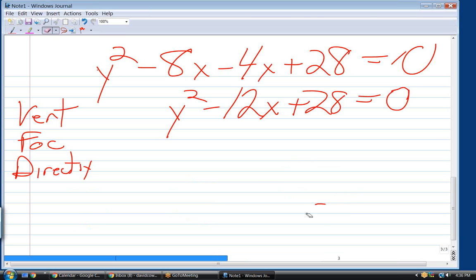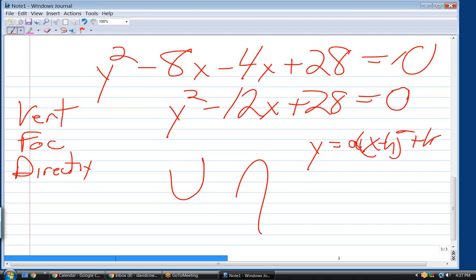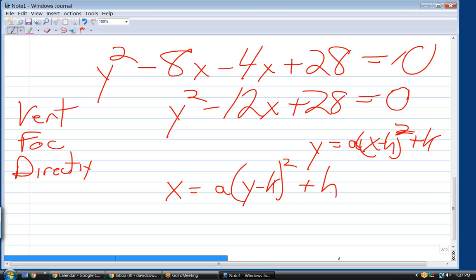Okay, so what is the standard format for a sideways parabola? In other words, if I was talking about a vertical parabola like that, it would be y equals a times x minus h squared plus k. But that's a vertical parabola. If I want a sideways parabola, I just switch the variables. Like that.